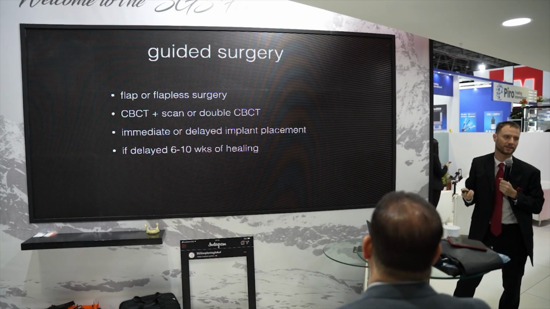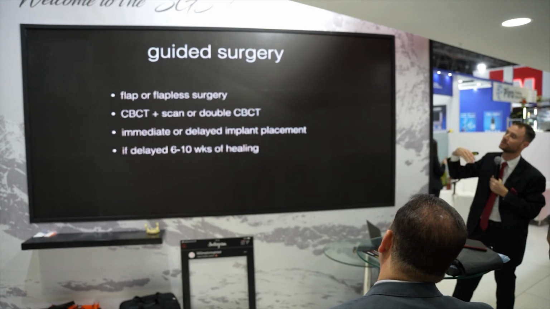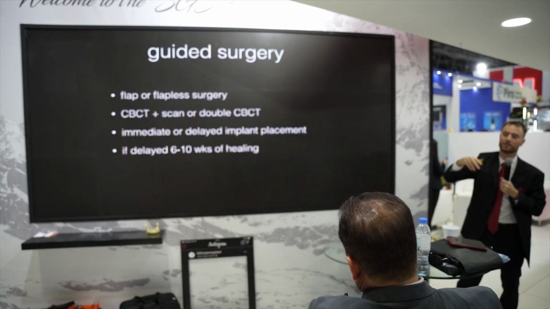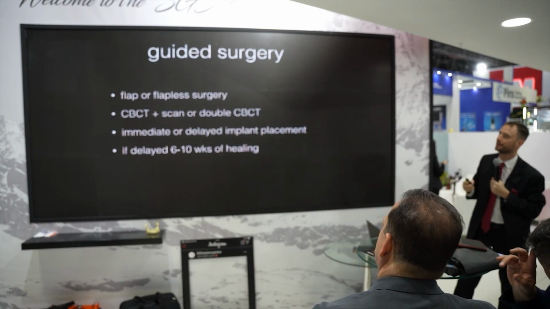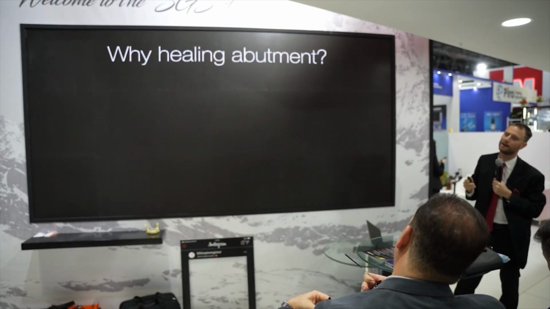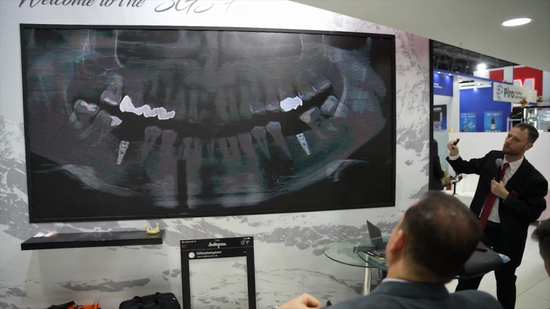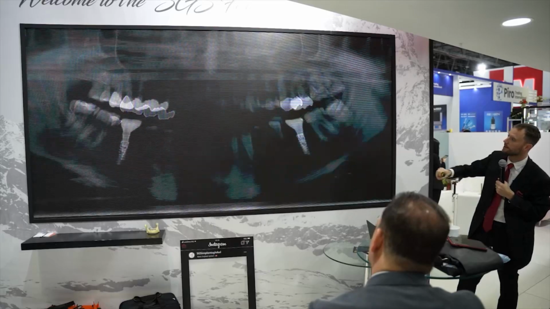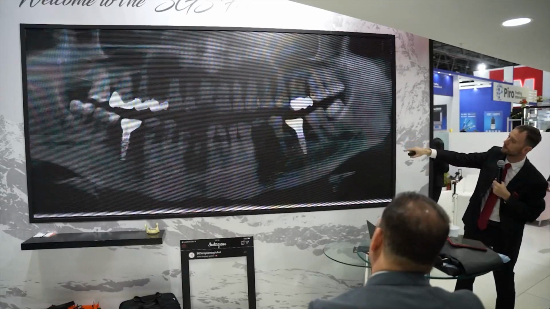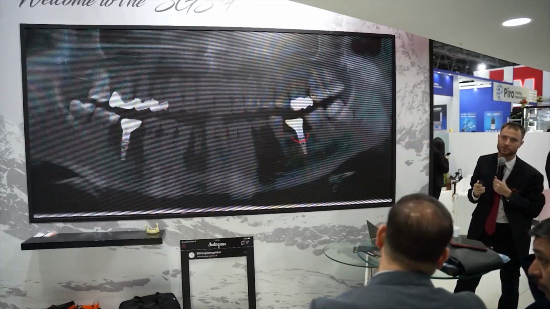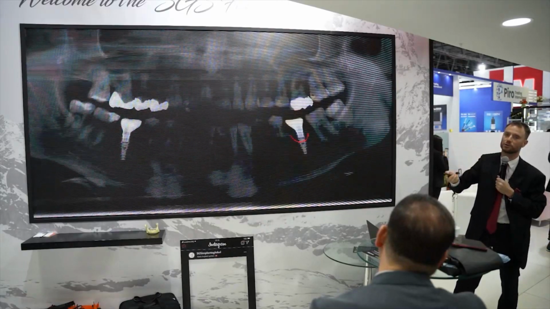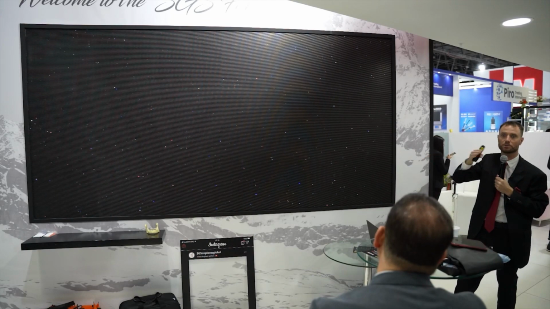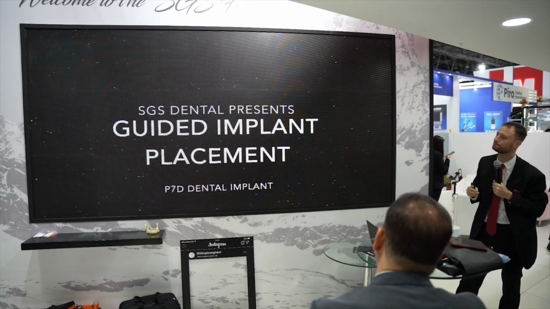So then going back to a guided surgery case, we start with doing the CT. Either you do a double CT or you do the intraoral scanning, and then you do the planning. I just want to note why I like to place a healing abutment. If you just place a cover screw and you did a flapless surgery, you can end up with some bone loss there. So I really suggest to always have a cover screw and suturing, or a healing abutment, so you have nice soft tissue forming around the implant.